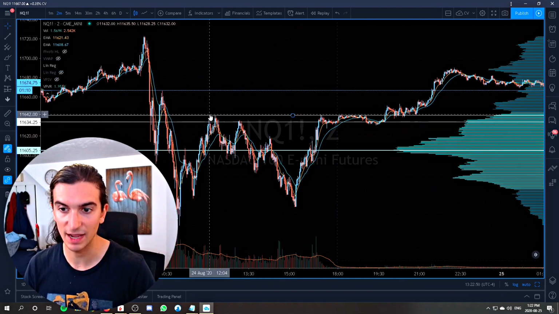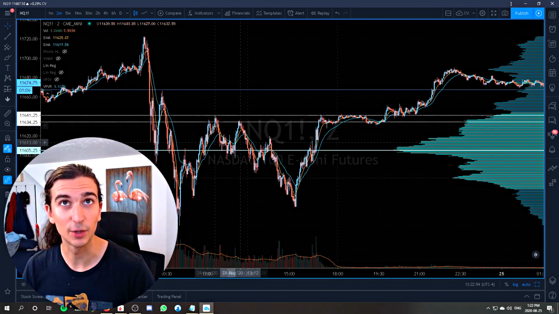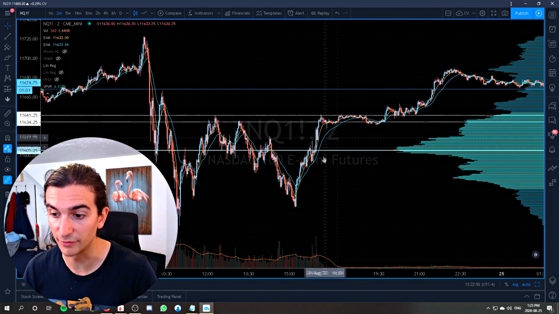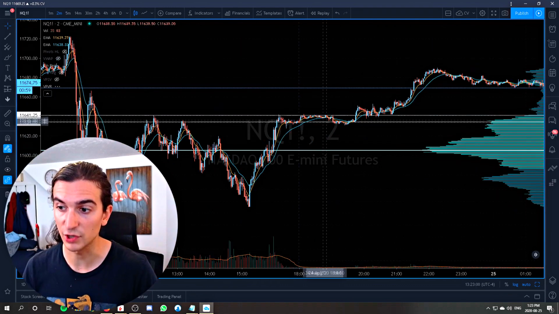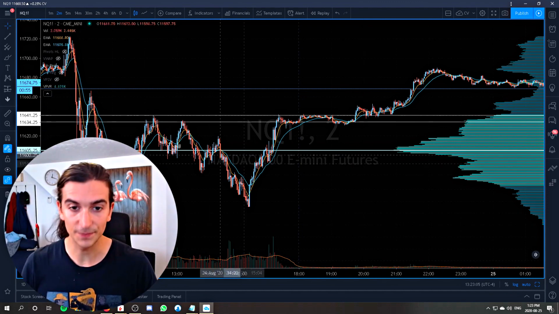And I just thought it was interesting how it acted as a general resistance point in the later part of the session. And that was pretty much where we topped and couldn't really trade above until we saw the overnight trading, and then we sort of started to consolidate above that level. So let's keep going here.